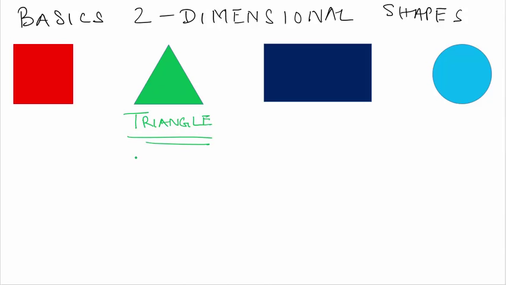And any enclosed shape that has three sides is for sure a triangle. As we go on to future lessons, you will be able to see the various kinds of triangles, but for here it is enough for you to know that any enclosed shape with three sides is a triangle, right?